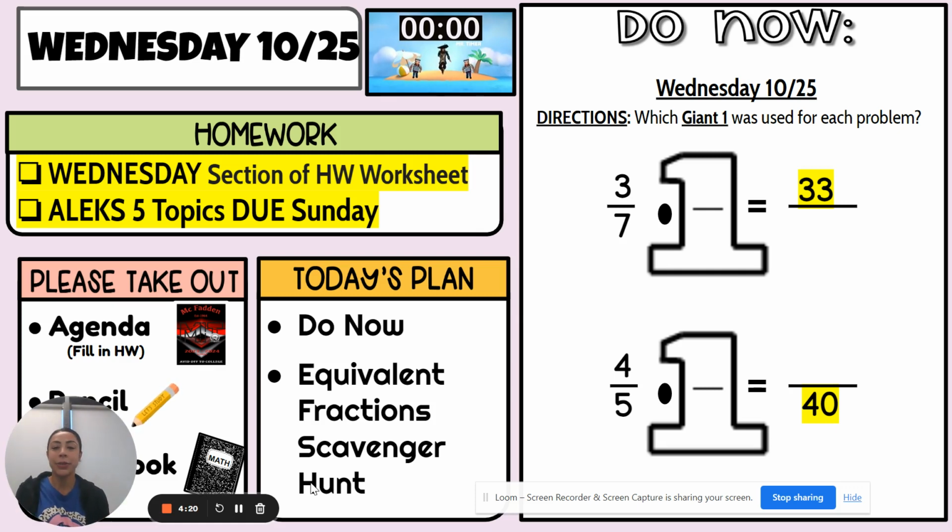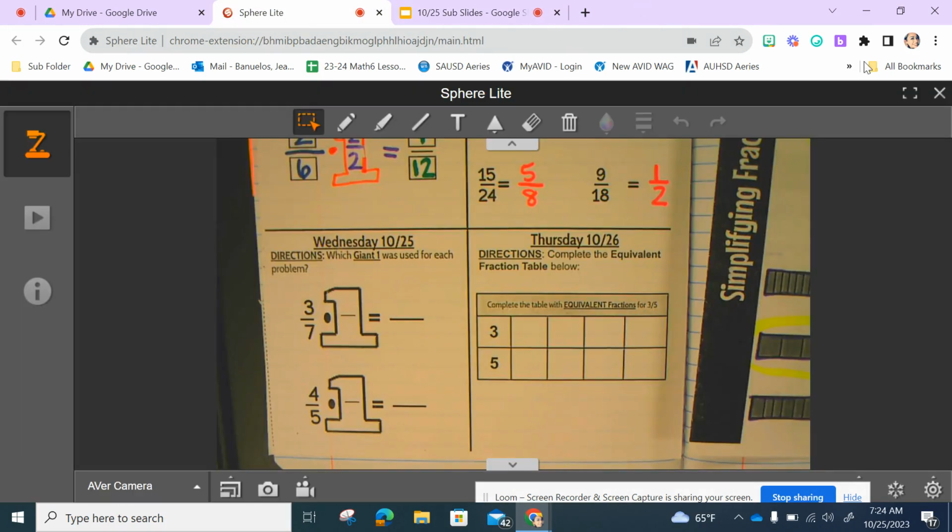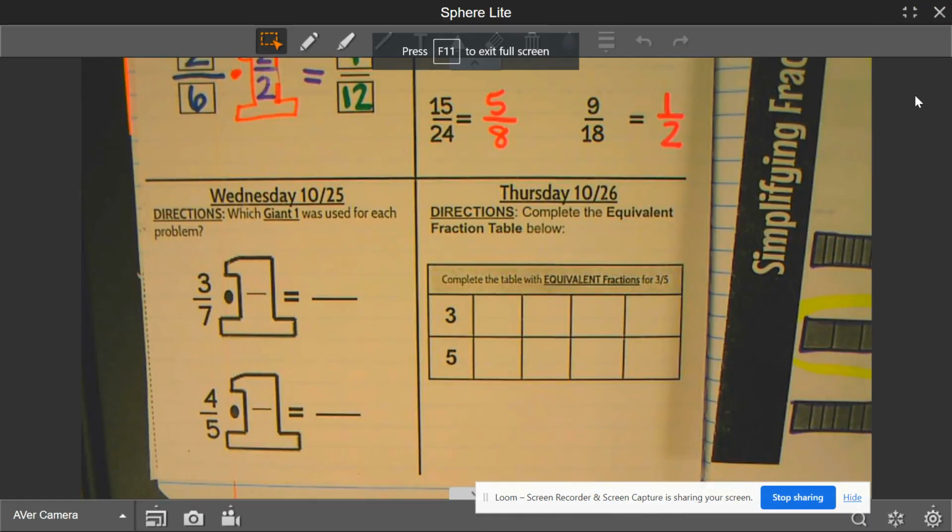All right, you should be just about finished. Let's take a look. What we are doing in our do now is creating equivalent fractions, right? Equivalent fractions can be created by multiplying by a giant 1. So let's see how we did. Again, we are creating equivalent fractions by multiplying by a giant 1.